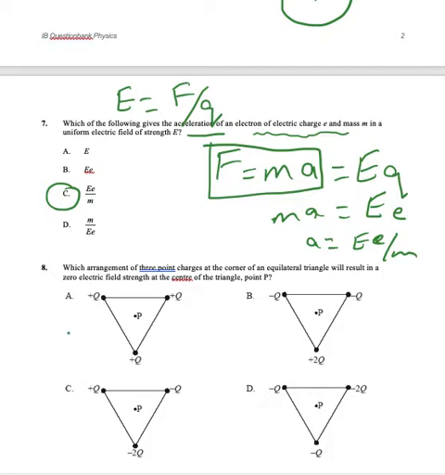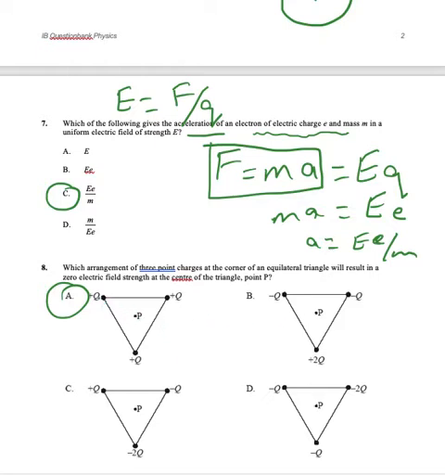Number 8 is another common sense question. There are 3 point charges in an equilateral triangle, and point P is the center of the equilateral triangle. In which case would the total field at P be 0? The answer must be A, because there are 3 positive charges, equal charges, and they would all be equally distant. This is a little bit of geometry information, but even if you can't technically think of that, your common sense should tell you that these 3 would be balancing each other out.